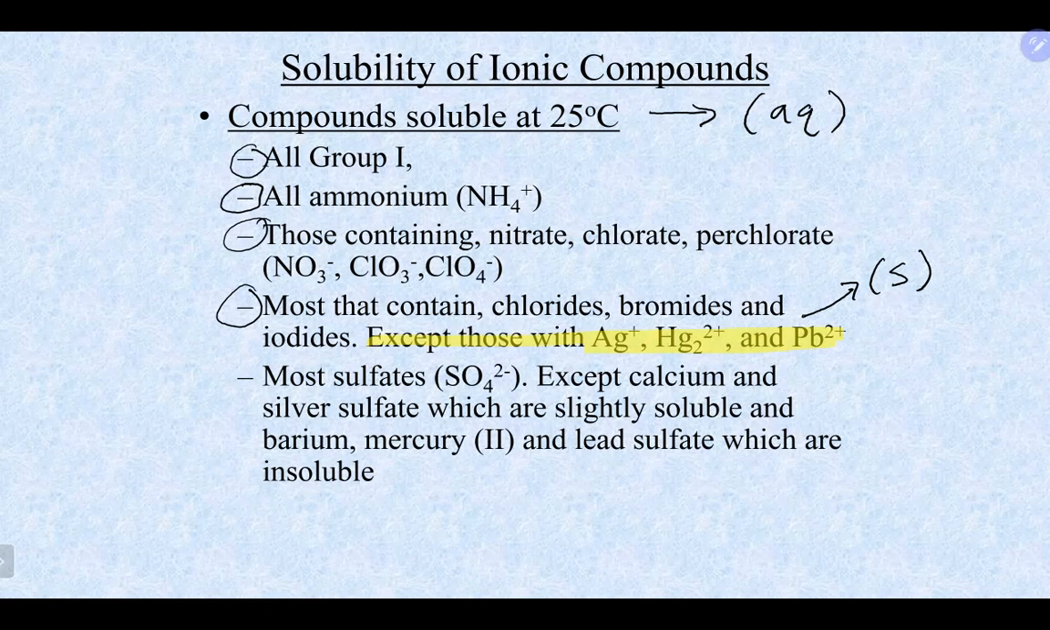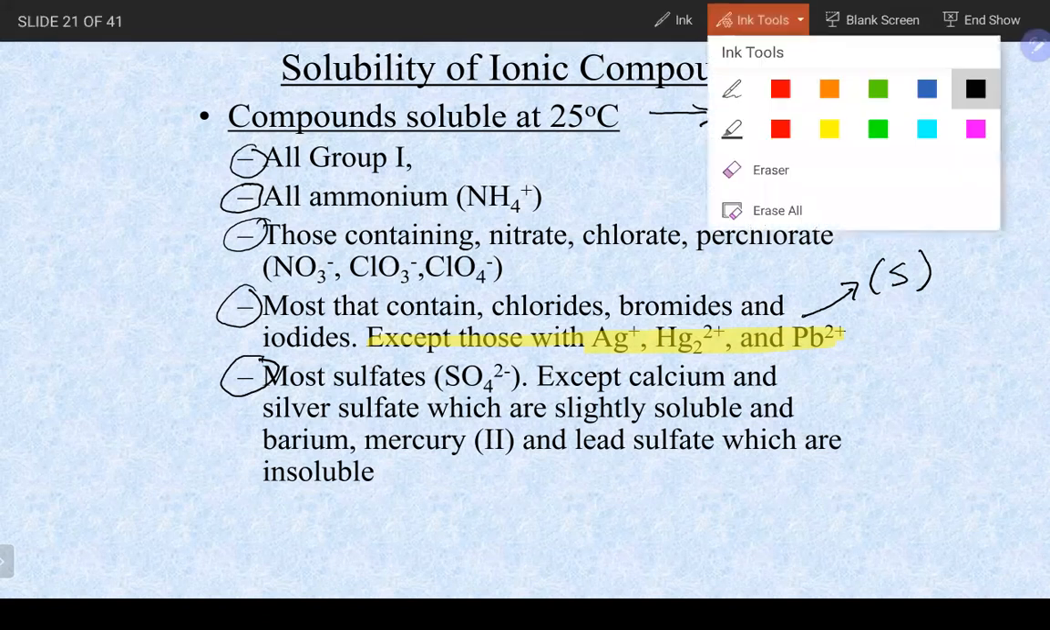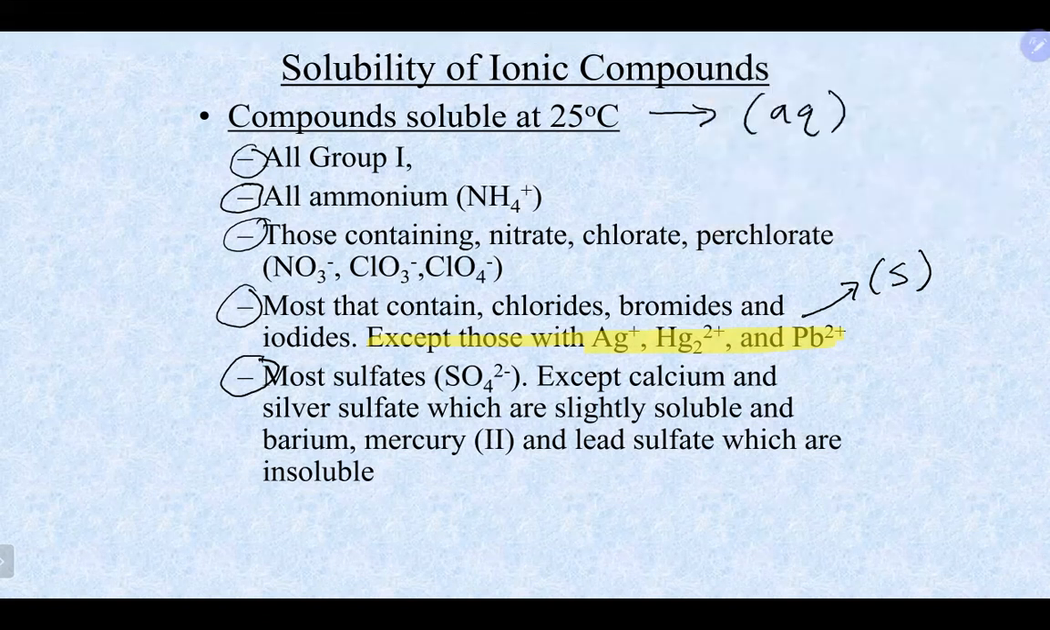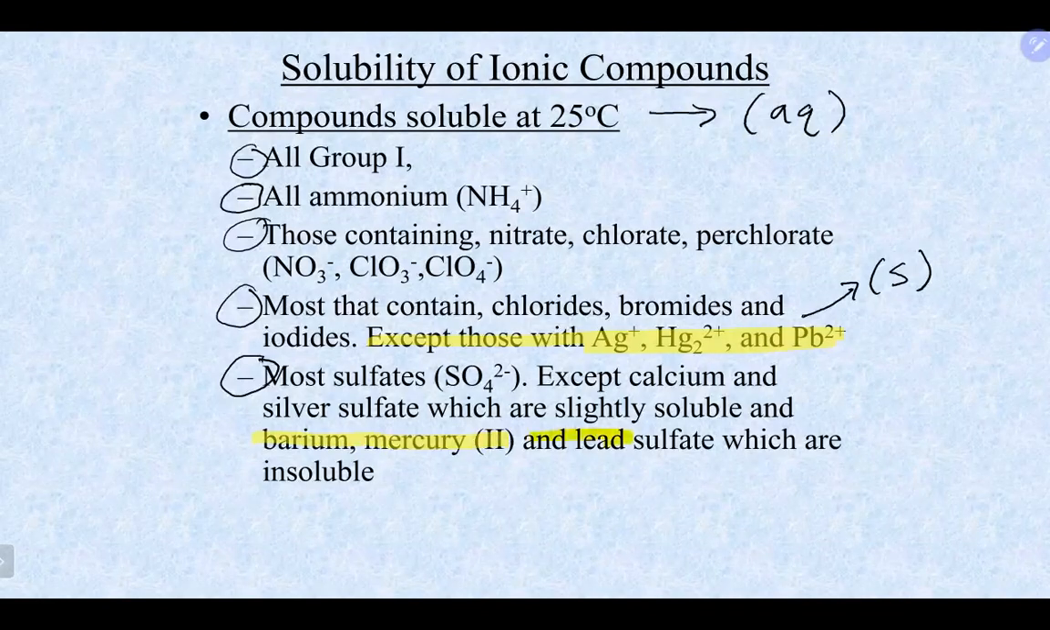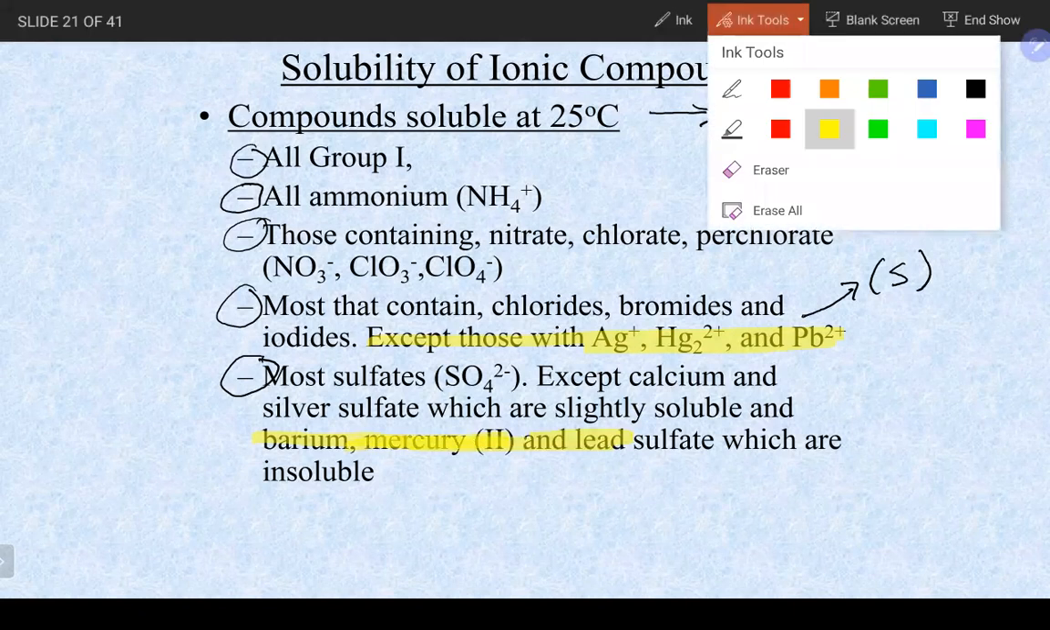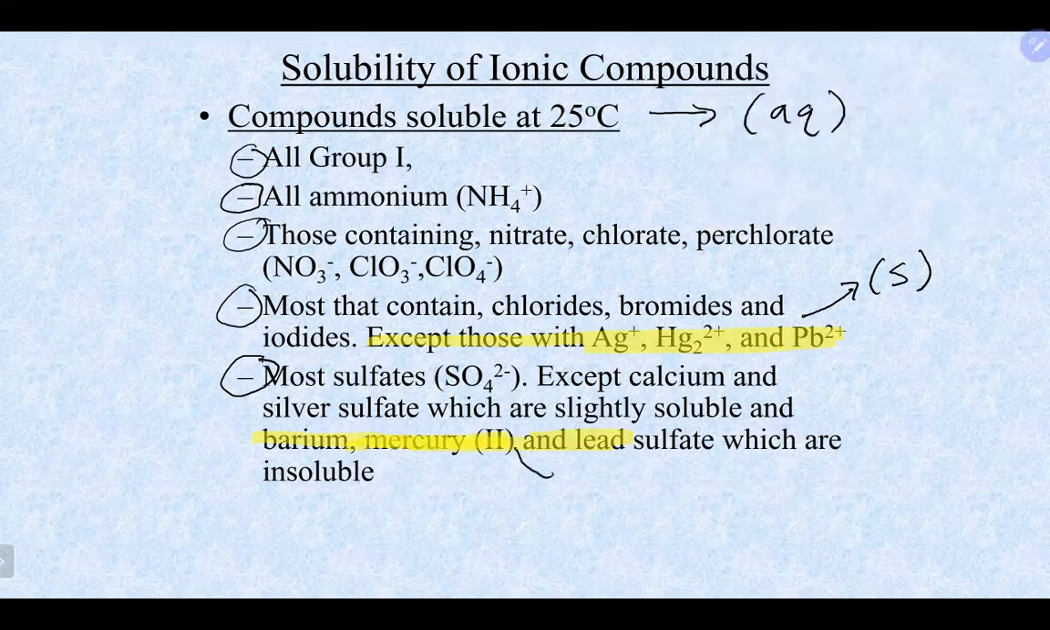So again, there are some exceptions here. Most sulfates are soluble, except for calcium and silver sulfate, which is slightly soluble, and barium, mercury 2, and lead, which are insoluble. So once again, if you have sulfate, it should be soluble, except that it is hooked up with barium, mercury, or lead. So if you have these here, it is going to be the opposite and become insoluble, which means they would get the solid symbol.